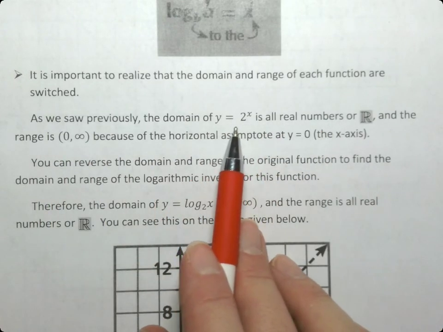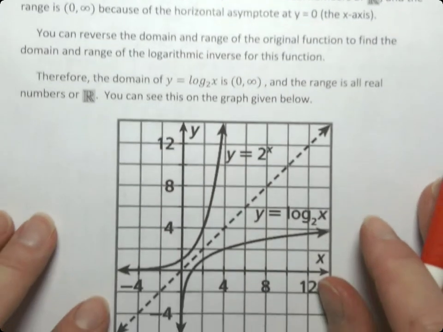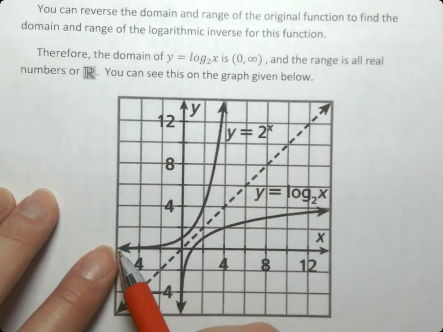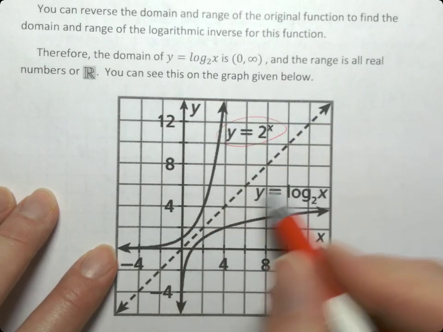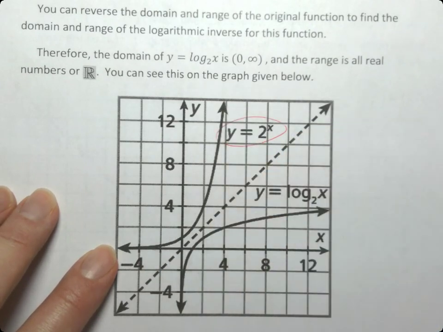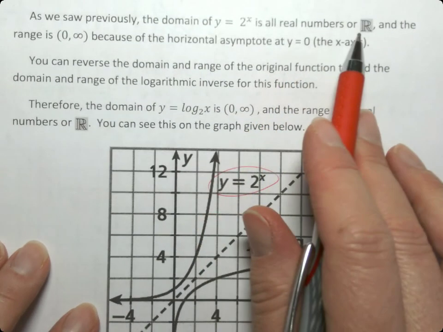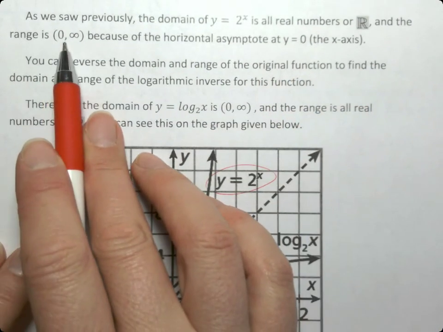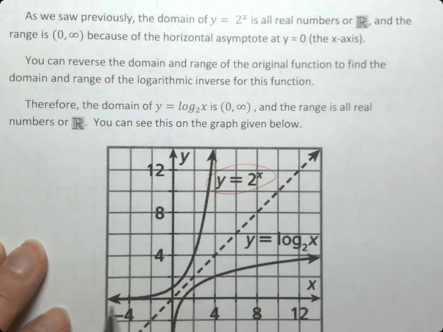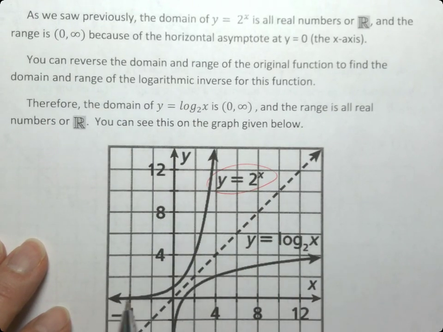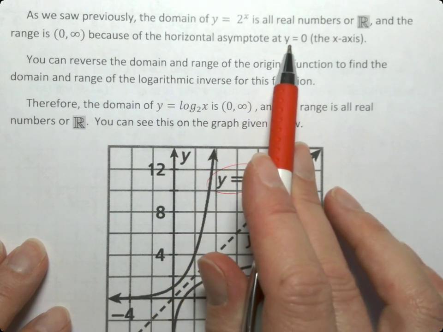So the domain of an exponential function is all real. So if you come down to your graph, you see this is y equals 2 to the x. It goes up to the right, and it goes down and sort of hovers to the left. So the domain is all reals, and the range is 0 to infinity, because remember, this is an asymptote here. So this won't go any lower than 0. You have an asymptote at y equals 0.